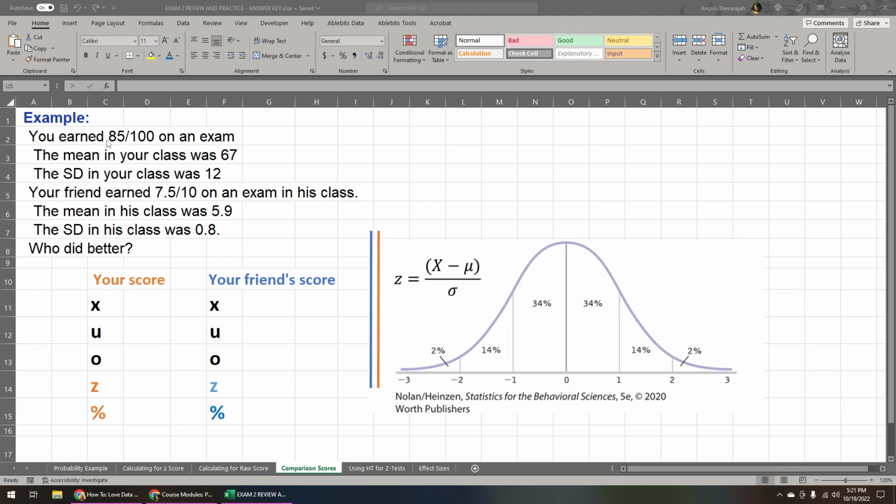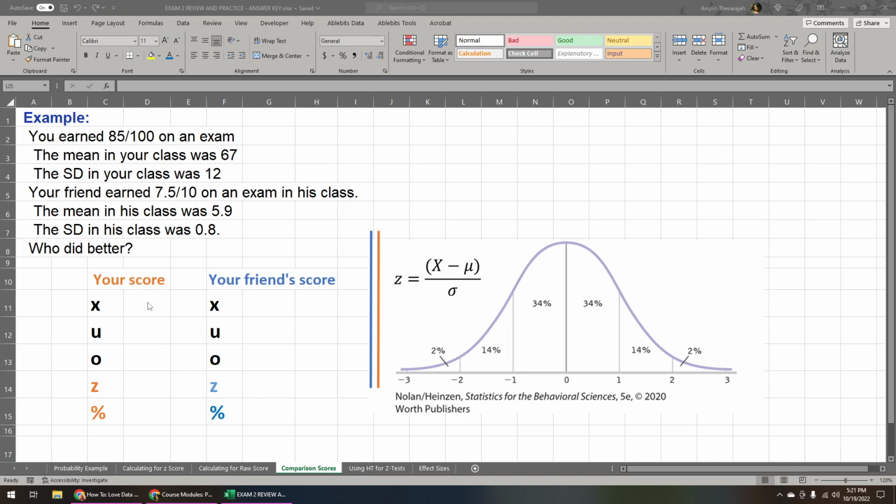If you were to look at your grade for the exam, it was an 85 out of 100. Your friend, on the other hand, scored a 7.5 out of 10, which is equivalent to 75, right? So off the bat, you would be like, oh, I did better because I have an 85 and that's bigger than 75. But like I said, this is not a fair comparison because you guys are in two different classes and two different population sets, right? So we want to standardize these scores.